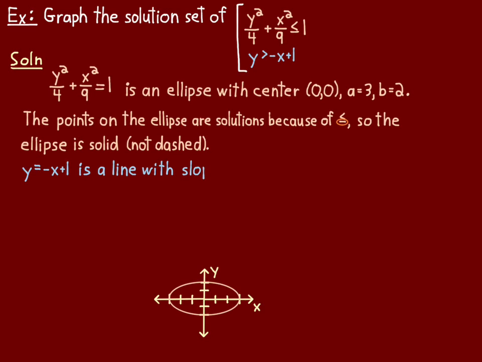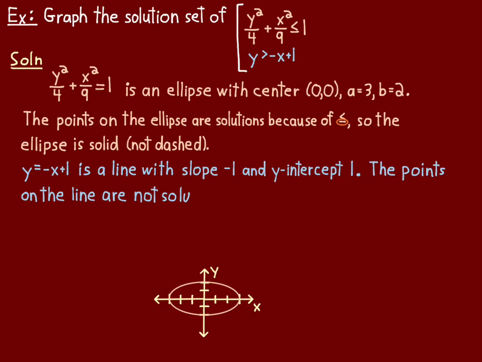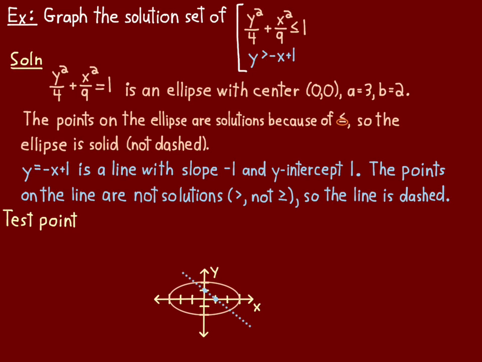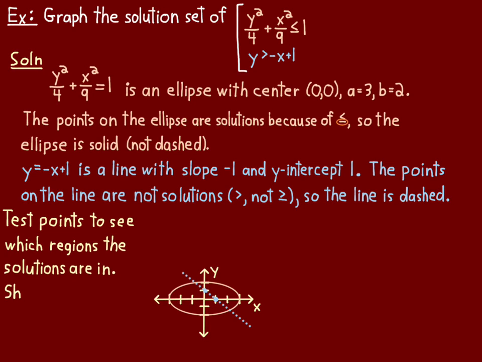So the other equation, y equals negative x plus 1, is a line with slope negative 1 and y-intercept of 1. The points on the line are not solutions, since it's greater than, not greater than or equal to, so the line is dashed. So I graph that there. So then you take test points to see which regions the solutions are in, and shade those regions.